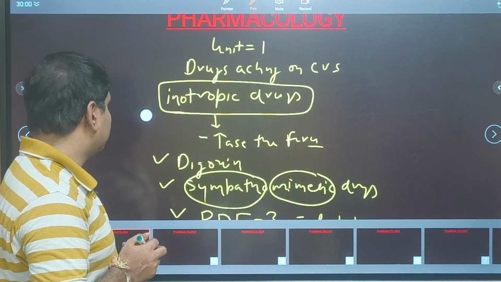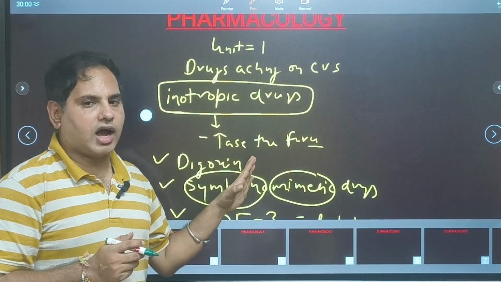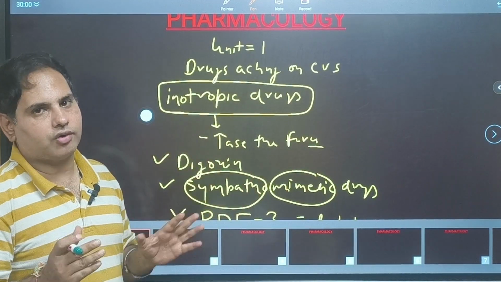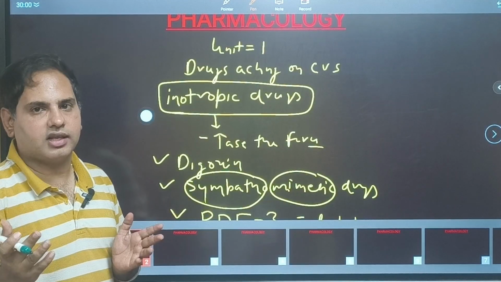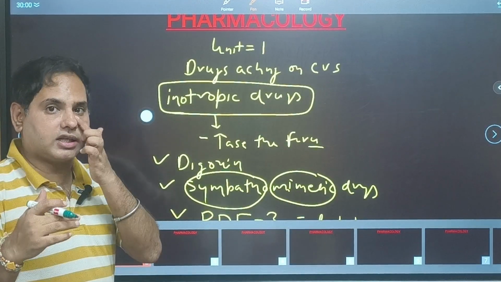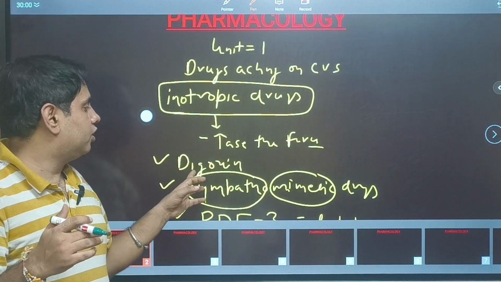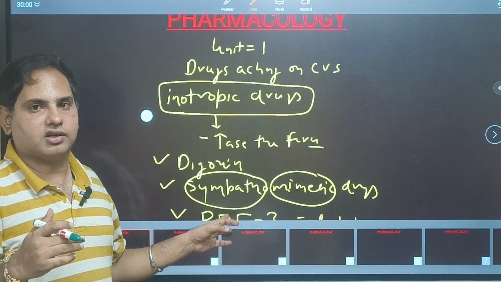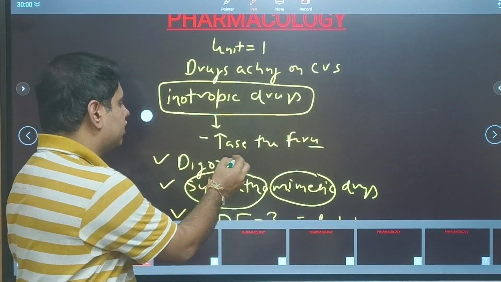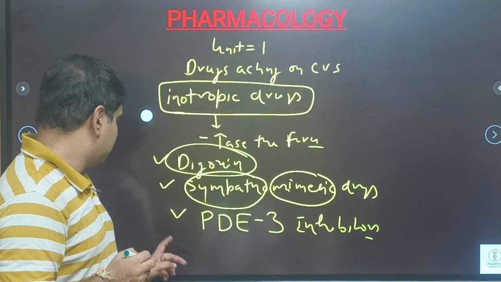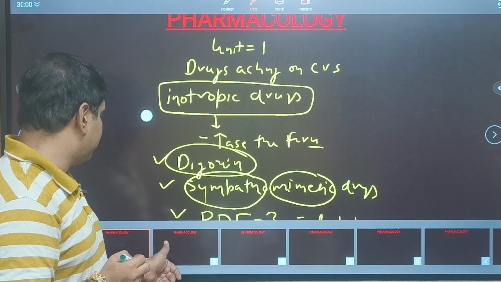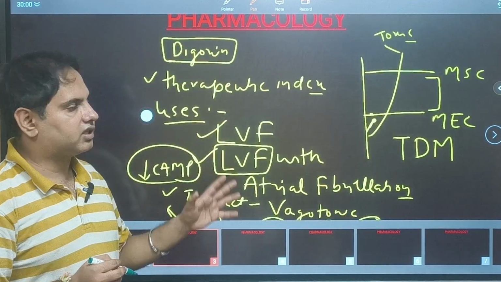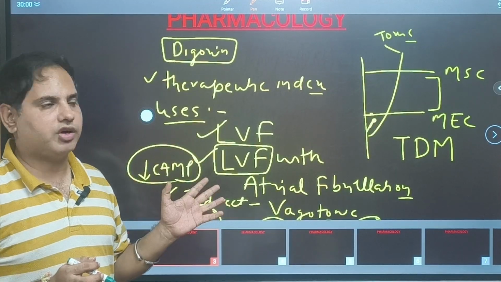If I talk particularly, we are talking about the inotropic drugs. What are the inotropic drugs? The drugs that increase the force of contraction of the ventricle. Which drugs come under it? Your digoxin, sympathomimetic drugs, and phosphodiesterase 3 inhibitors. We have completed digoxin in detail. We have discussed how digoxin increases the force of contraction, which we have already discussed in an earlier video as well.